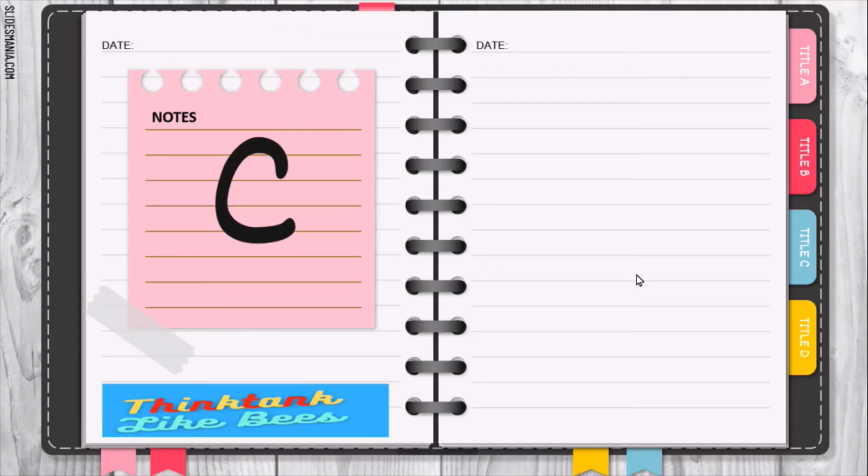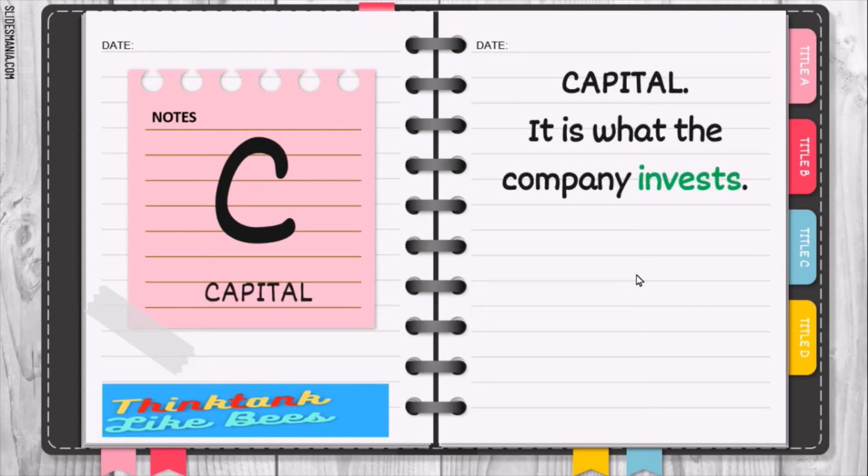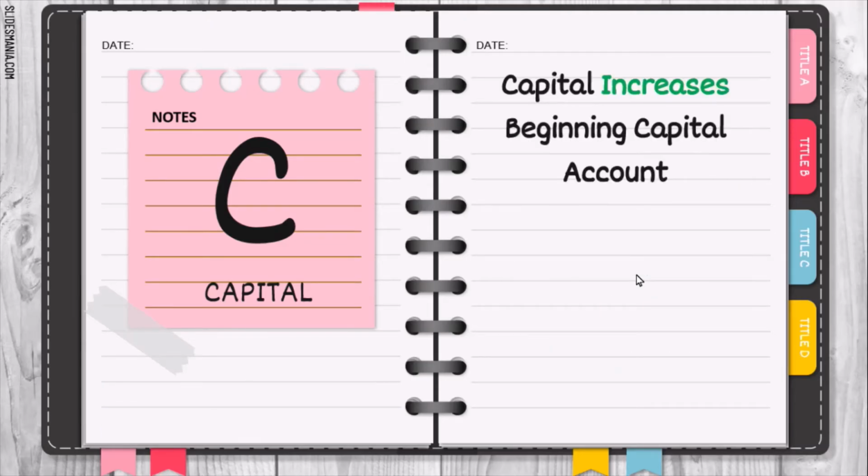Next that we have is the letter C. C means capital. Capital is what the company invests, or the money provided in order to operate the business. The original entry of capital is the credit side. Capital increases the beginning capital account.